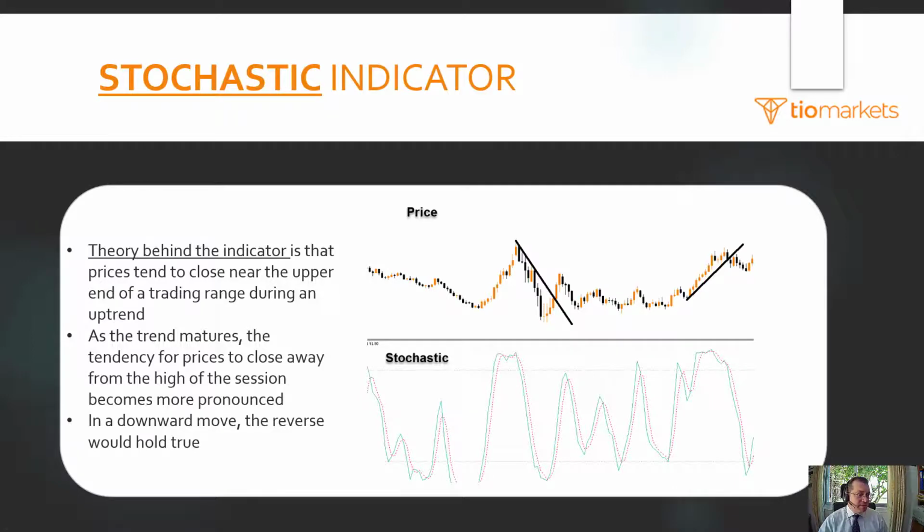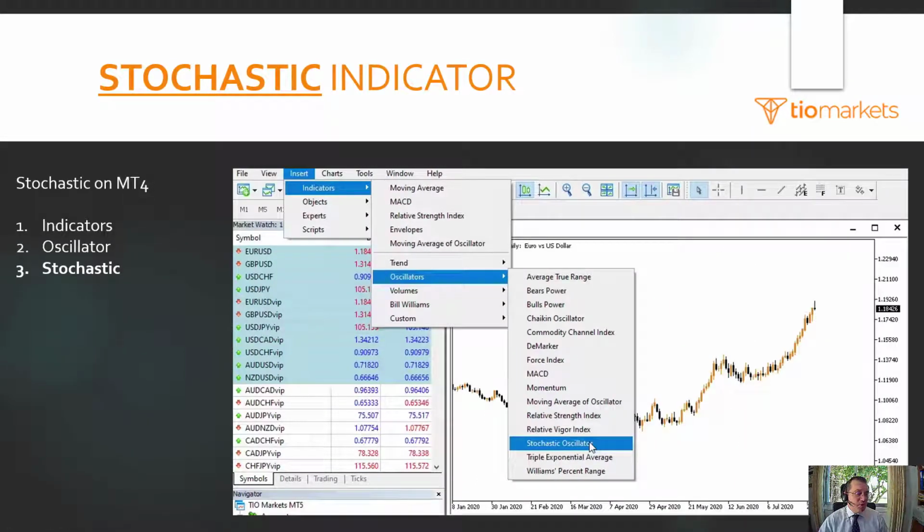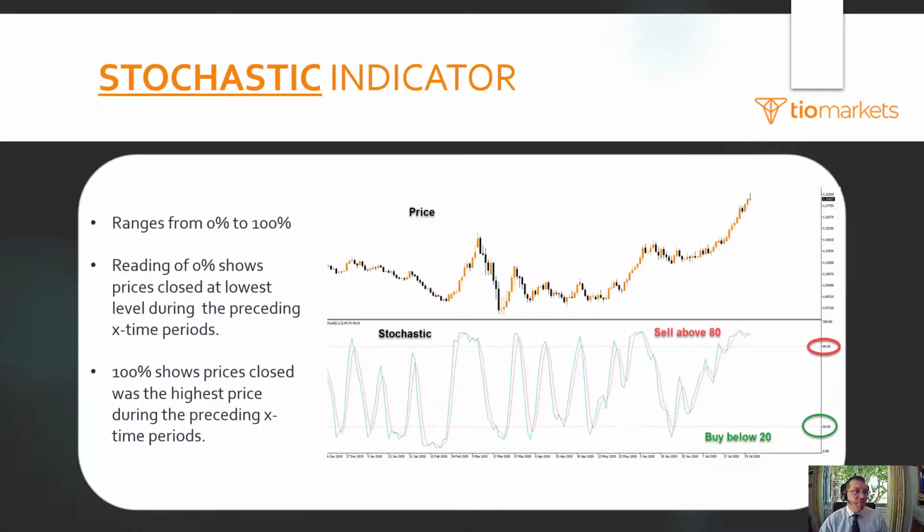At this point it's still probably not that clear to somebody who's new to the stochastic oscillator, but we're going to smooth it out for you. The stochastic indicator can be found on the MT4 under indicators, oscillators, because it is an oscillator. It's not a trend indicator. Once you find the stochastic oscillator on your MT4, it will come up as such.